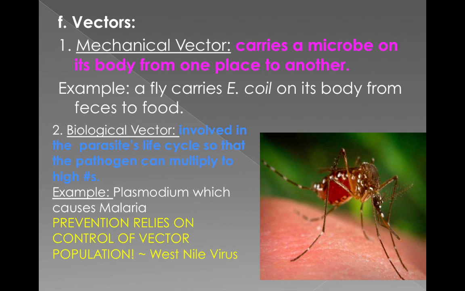It's where the pathogen is actually involved in the parasite's life cycle so that the pathogen can multiply to even higher numbers. One example here is Plasmodium that causes malaria. The only way that malaria can infect a human is through a mosquito bite. Malaria isn't transmitted from human to human. It must go through the salivary glands of a mosquito in order to go through its life cycle. So we rely, in terms of prevention, on controlling that vector population. That's also a major push right now against West Nile virus.